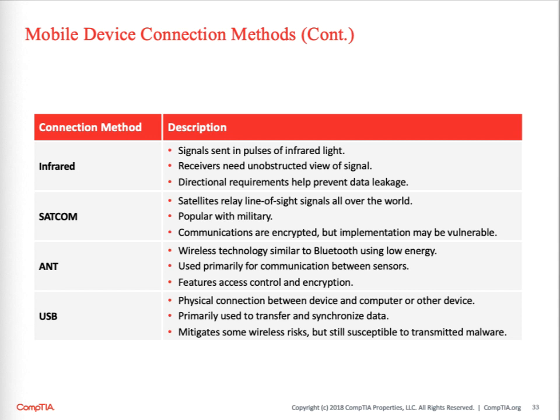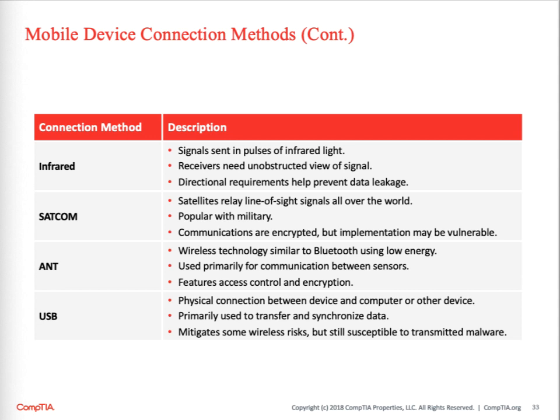So if you point it somewhere else besides where you meant to point it, that could potentially get the signal, right? SATCOM. So SATCOM is going to be mobile devices that use satellite communications. This is going to be used to send and receive radio signals from orbiting satellites. These satellites relay signals according to line of sight to different locations around the world. This is popular with military organizations.